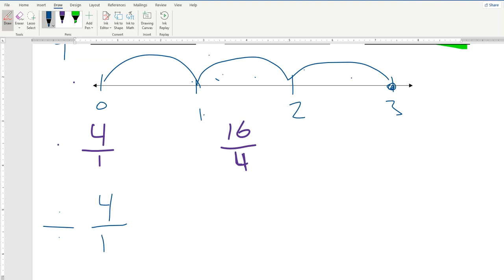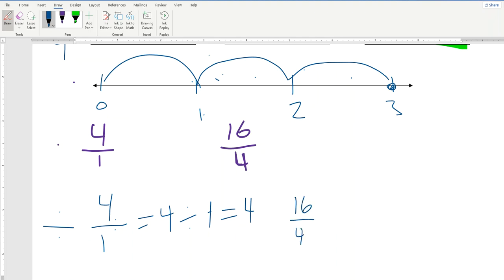So this is saying 4 divided by 1. So what's 4 divided by 1? Well, anything divided by 1 is itself. 1 is like a mirror. It shows you the other number. So it's 4.